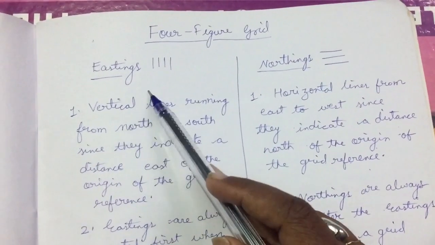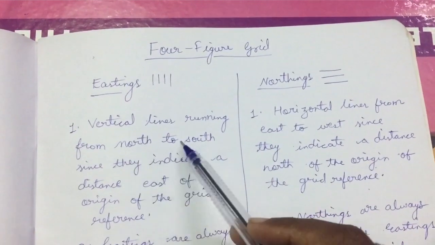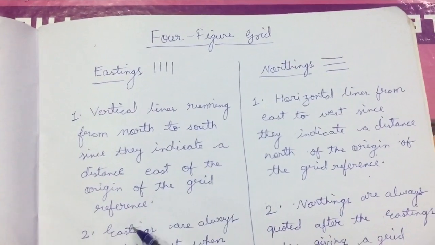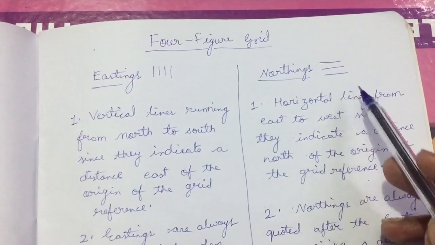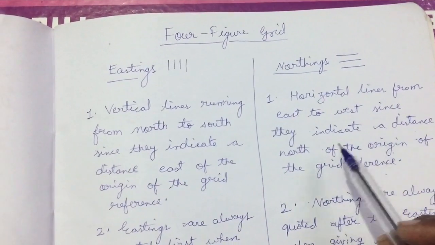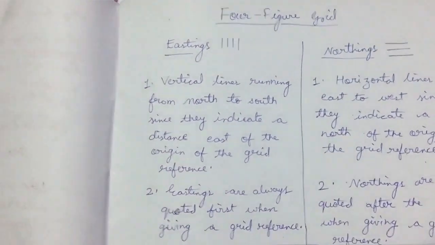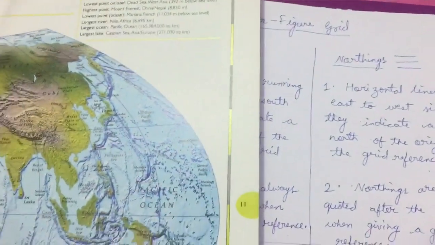So what are eastings? I have given them with vertical lines. Vertical lines running from north to south, since they indicate a distance east of the origin of the grid reference. Now what are northings? These are horizontal lines running from east to west, since they indicate a distance north of the origin of the grid reference. Let us understand well with the help of a world map.